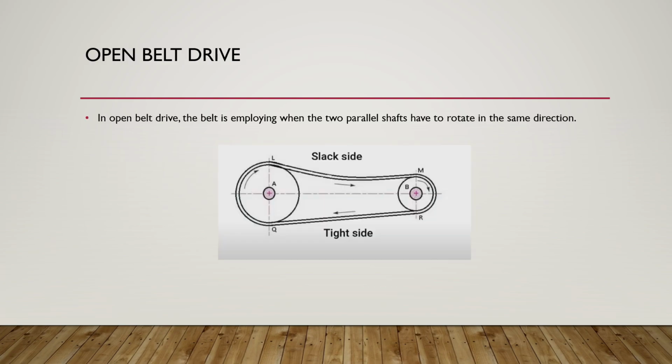First, open belt drive. In open belt drive, the belt is employed when the two parallel shafts have to rotate in the same direction. This is because when the upper side becomes the slack side, it will sag due to its own weight and thus increase the arc of contact.